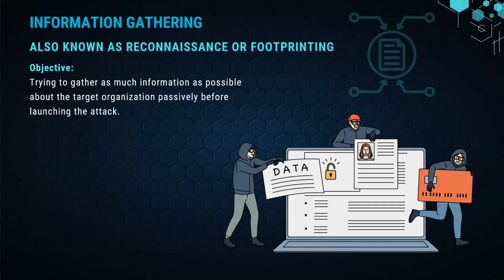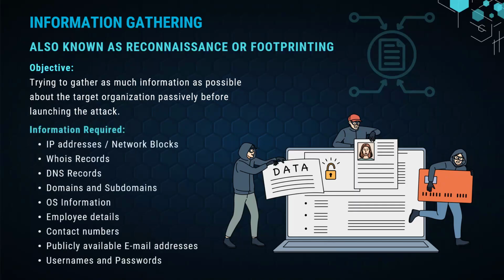Okay. So the question to answer is, as mentioned, these are the pieces of information. So you need the IP addresses or the network blocks, the WHOIS records, the DNS records, domains or subdomains of the organization, operating system information, employee details, contact numbers of the employees, email addresses of the employees, usernames and passwords of those employees, etc., etc.